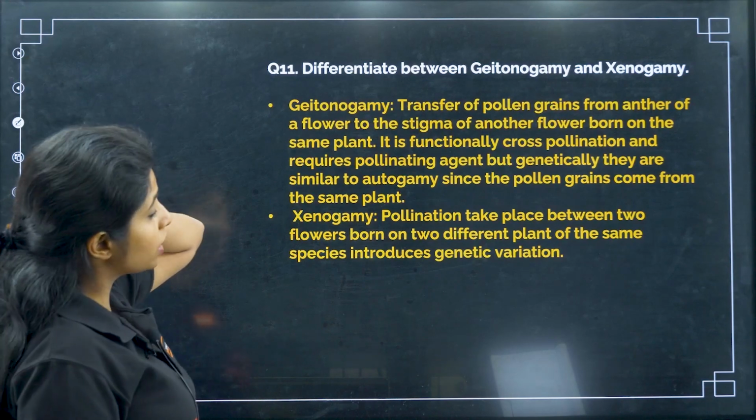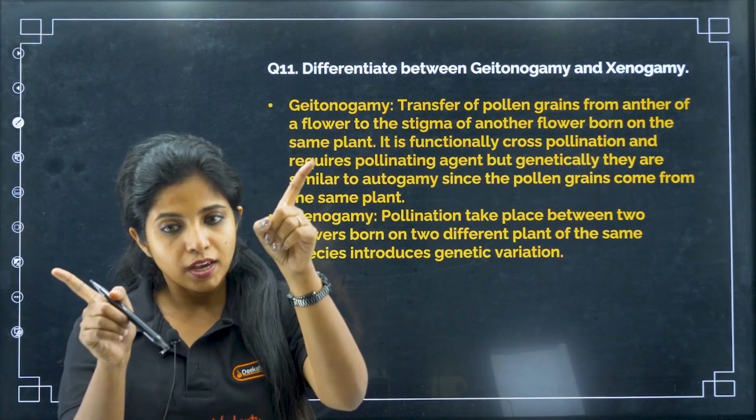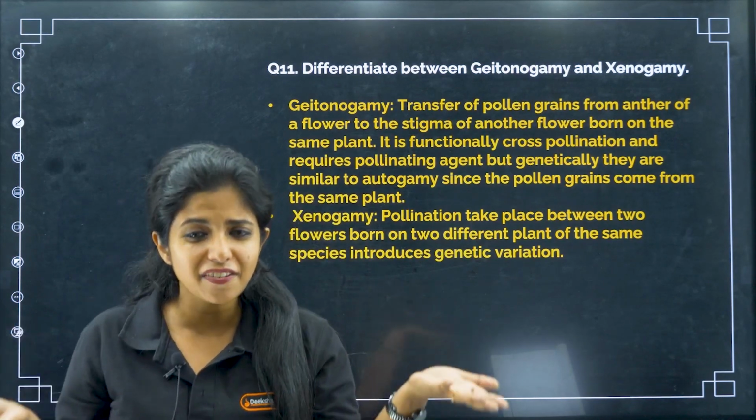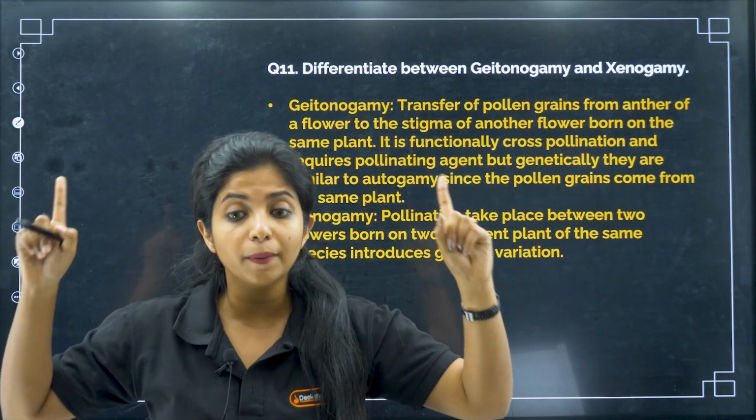Okay. Now, differentiate between geitonogamy and xenogamy. Geitonogamy means you have one plant, 2 flowers. So, pollen grains, if it goes from here to here, genetically it is the same. Xenogamy means one plant, another plant. 2 genetically different plants are being involved.